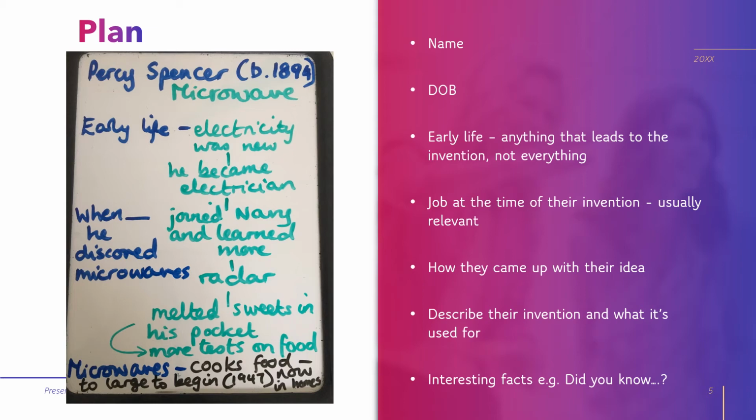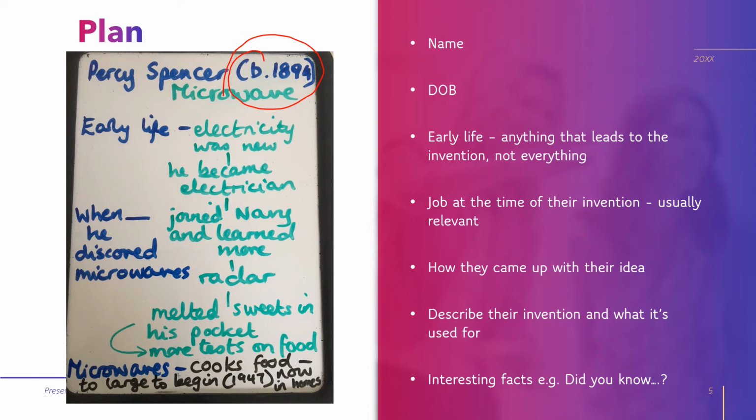1894. The reason for that is that that is the year that he was born. But I haven't got the whole date of birth. Early life, well, that's anything that leads to the invention, but you don't have to include every single detail, so don't feel you have to know absolutely every year of their life.